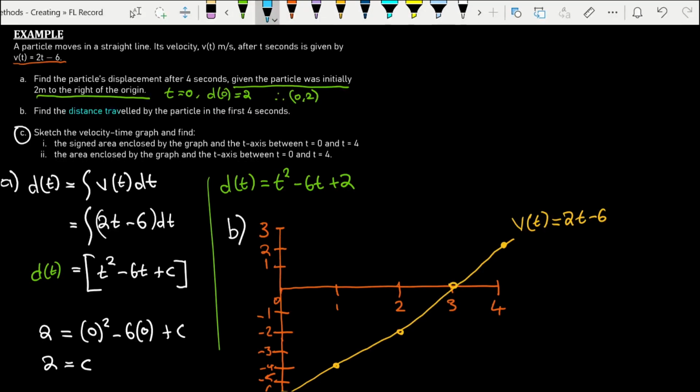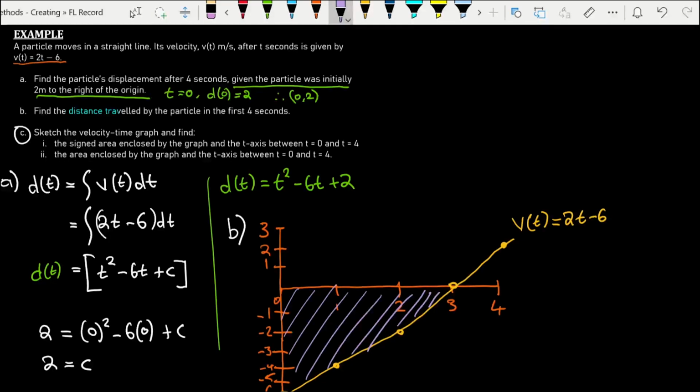Okay, and if I want to calculate the distance, what I'm going to need to do is consider the signed area. So that's all of this stuff. Let me shade it in a light purple here. I'm going to have all this negative area. I'm going to have to take the positive of that, and then I'm also going to consider this area above the curve for the first 4 seconds there.